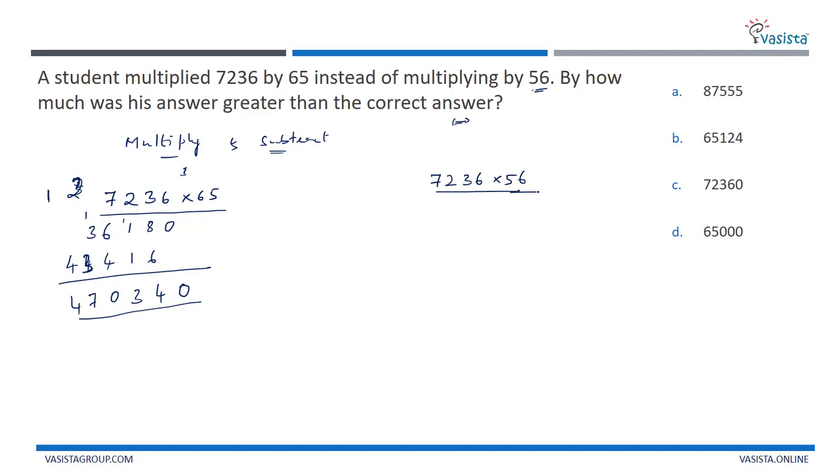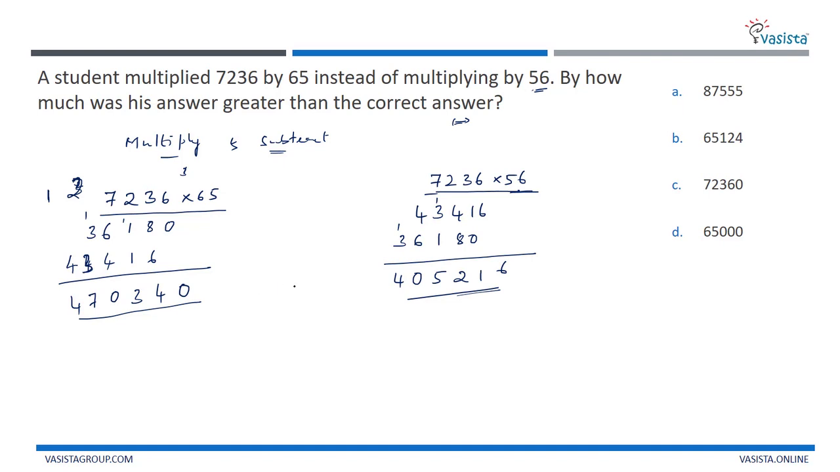Now multiply this. Let us start. 6, I need to multiply 7236 by 6. So what we have multiplied here is 43,416. And 5, if you multiply 7236 into 5, we are going to get 36,180. That I will place here. Now add this. 6 plus 8 is 14, 4 carry... 1 carry. 3 plus 2 is 5. 6 plus 4 is 10, 1 carry. This will become 405,216.